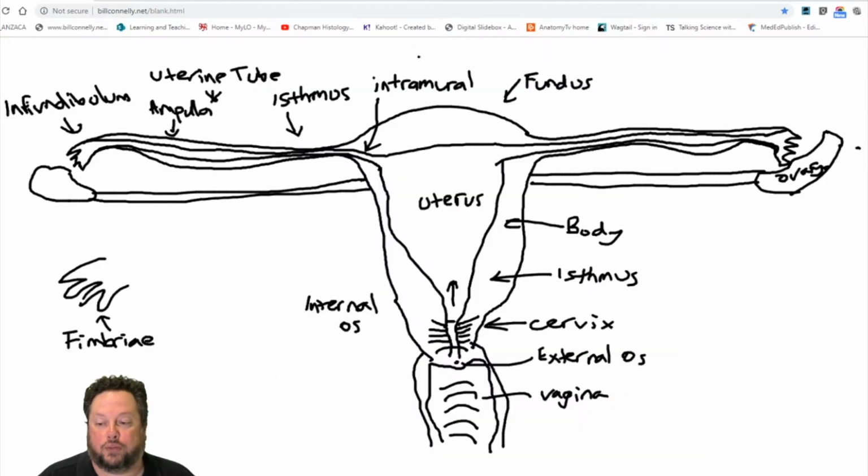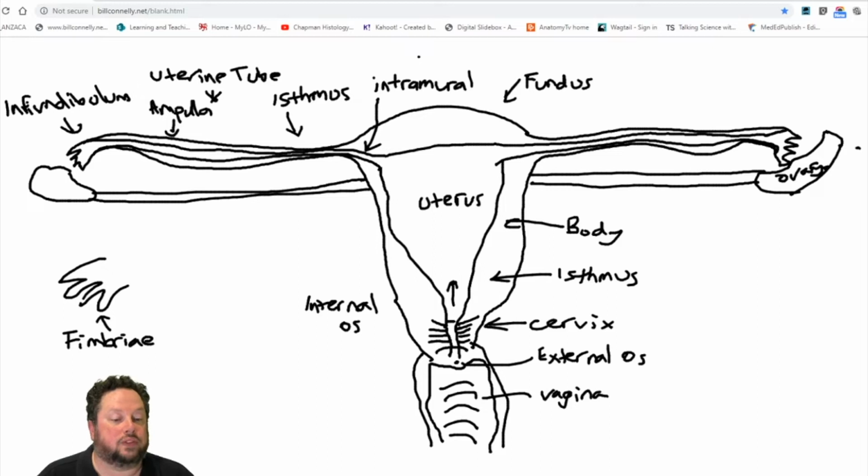Which particular hormone activates the fimbriae, and do we need to know them? Estrogen is the important hormone for ciliogenesis. So the maintenance of the cilia is provided by the estrogen secreted by the developing follicles within the ovary.